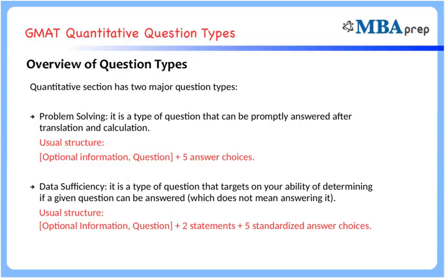The quantitative questions have two types. The problem solving, which is a straightforward type of question. You have a question with some information, you translate it into math, and then you solve the problem and we select only one of the five answer choices.